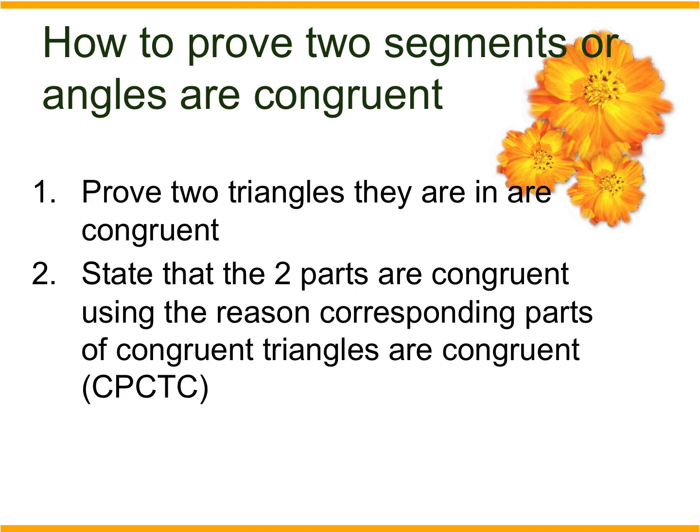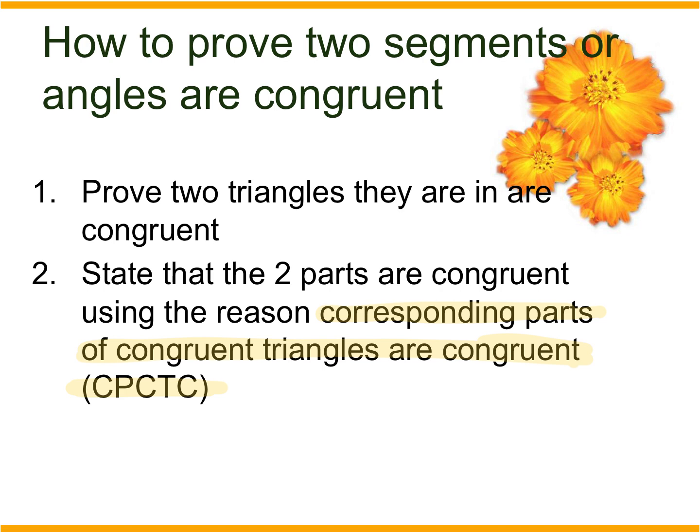All right, how to prove 2 segments or angles are congruent. You need to prove 2 triangles are congruent. Then state that 2 parts are congruent using the reason: corresponding parts of congruent triangles are congruent. This is the acronym, the shortened version of that entire thing, which you will see multiple times. This stands for corresponding parts of congruent triangles are congruent, meaning we should know what corresponding means, and what the word congruent means. So it's super important that you know that.